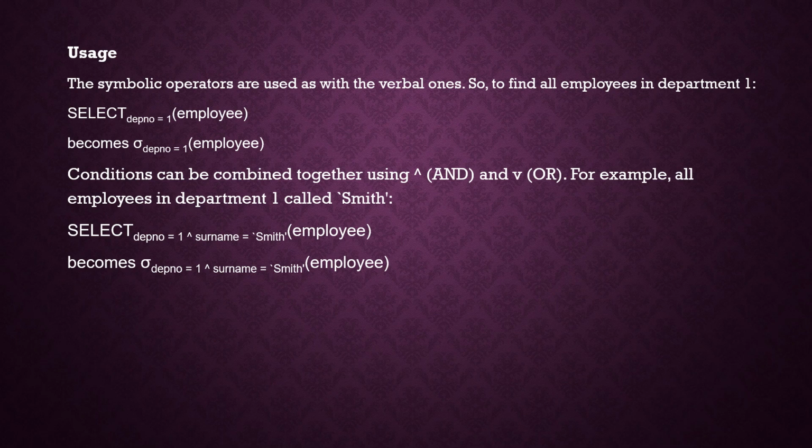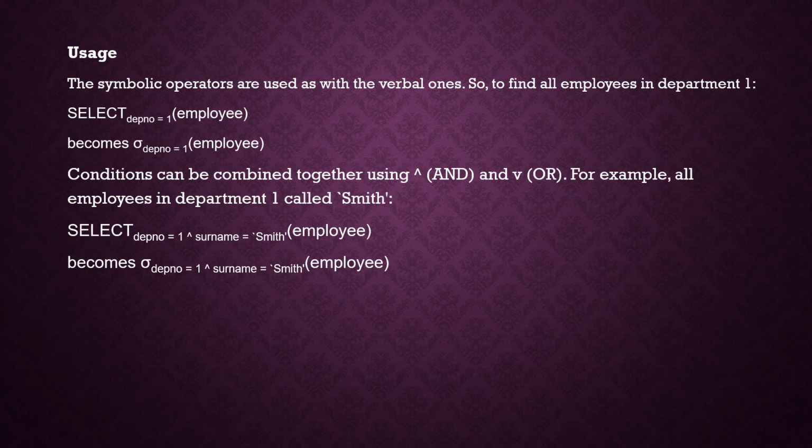Next, how to use these? So far we know that the select operation is to get a subset of a particular set. The symbolic operators are used as with the verbal ones. So, to display all the employees in department 1, select department number equal to 1. Department number is an attribute, or we can say field. Select department number equal to 1 from the table name, or relation name, employee. So instead of select, we can use sigma: department number equal to 1 from the table employee.